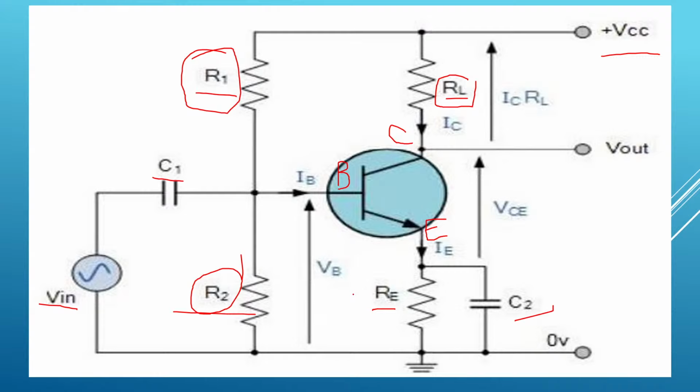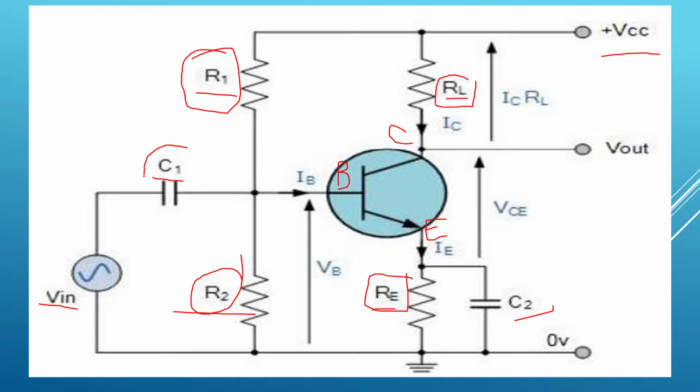And one more resistor, RE, is known as a thermal resistor, which is used for thermal stability. Thermal means temperature, so in order to stabilize the temperature, this resistor RE is used. So R1 is used for forward bias, R2 is used to develop the bias, and RE is used for thermal stability.